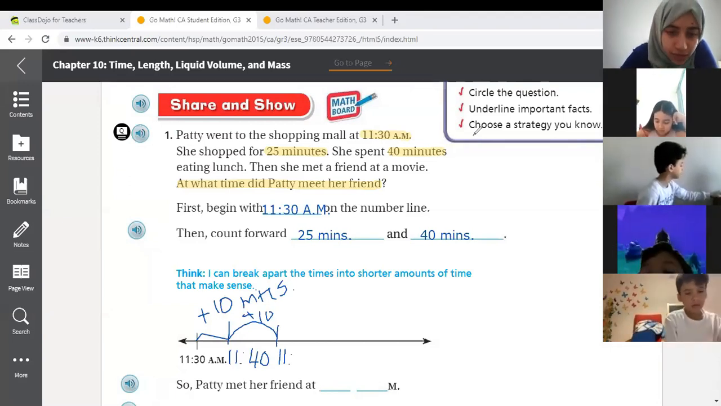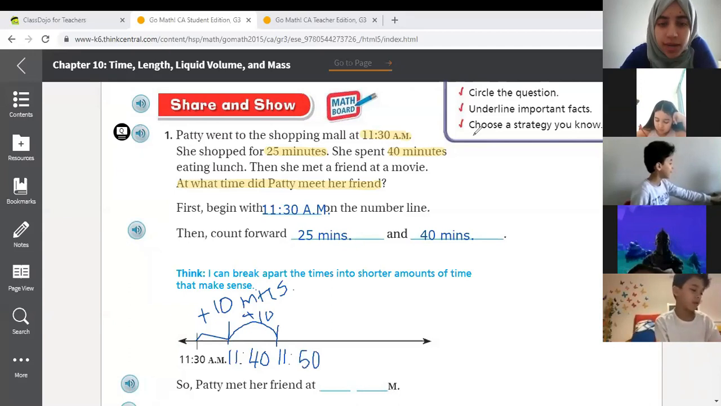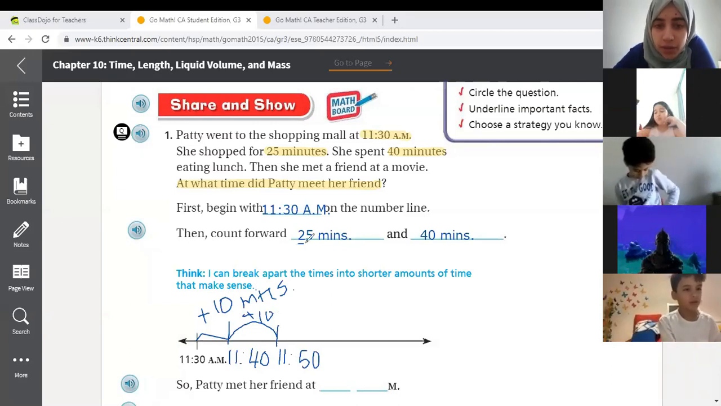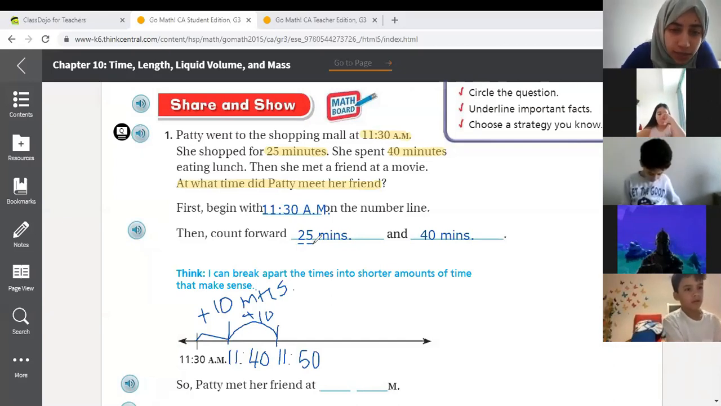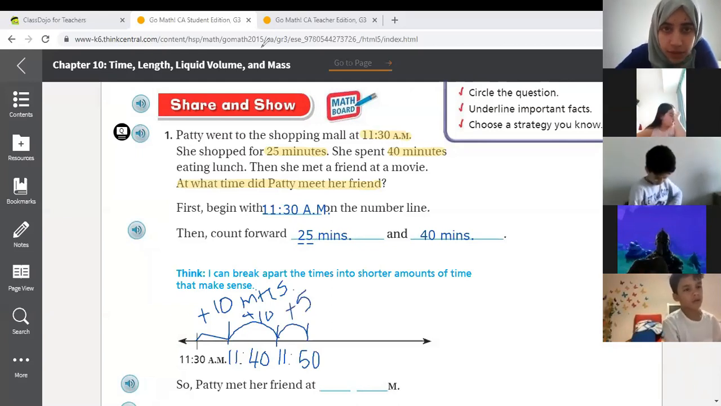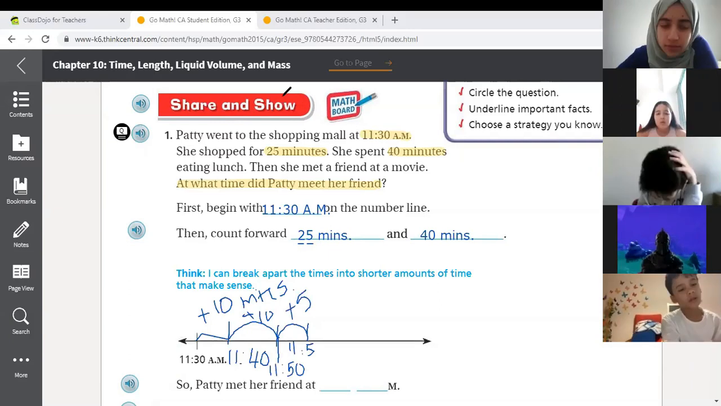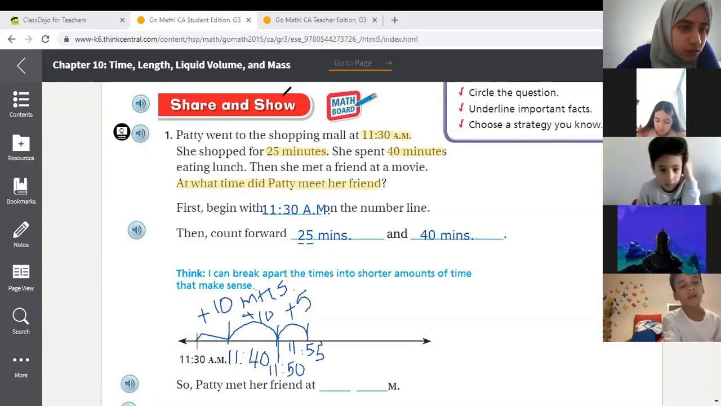50. And I need to count now by 5 because I have 20 minutes in the tens place. So I counted by 10 and then 20. 10 plus 10 is 20. And now I need to count up by 5 in the ones place. So when I count up by 5, 11:50 will become what? 50 plus 5? 55. Yes, good job. Thank you, Yusuf.